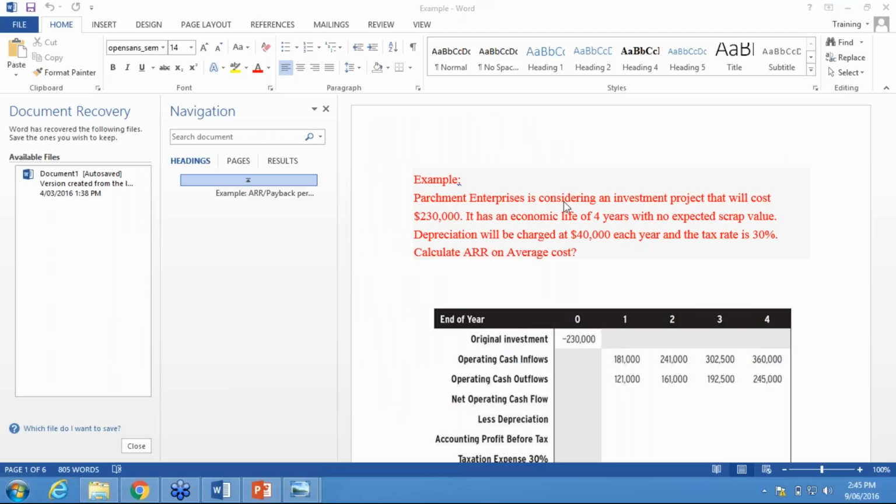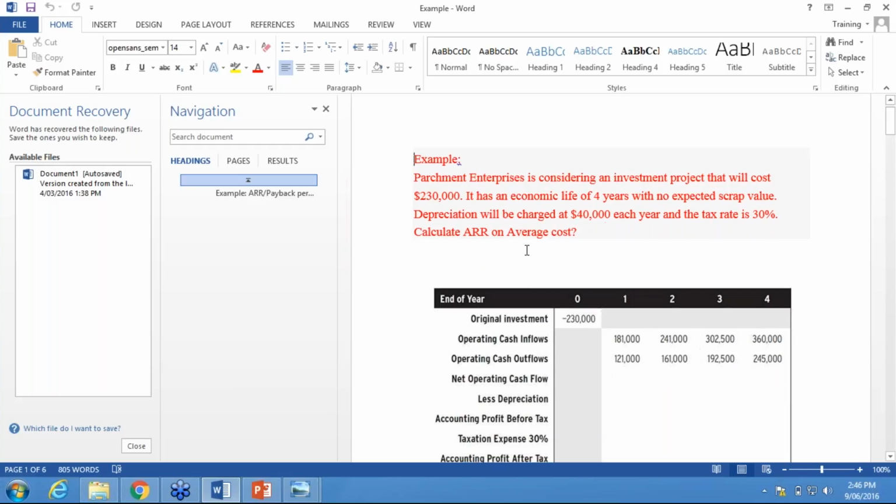Parchment Enterprises is considering an investment project that will cost 230,000. It has an economic life of 4 years with no expected scrap value. That's fine. Scrap value means salvage value. Depreciation will be charged at 40,000 each year. Tax rate is 30%. You have to calculate ARR on average cost.